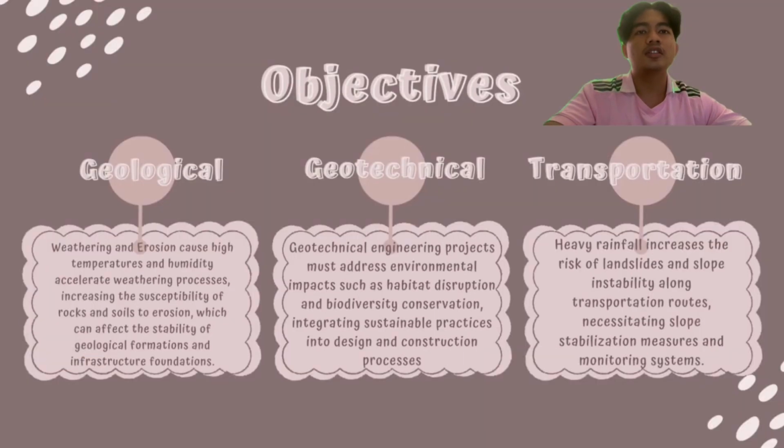For geological weathering and erosion, high temperature and humidity accelerate weathering processes, increasing the susceptibility of rock and soil to erosion. Geotechnical engineering projects must address environmental impacts such as habitat destruction. The last one is transportation. Heavy rainfall increases the risk of landslides and slope instability along transportation routes, necessitating slope stabilization measures and monitoring systems.